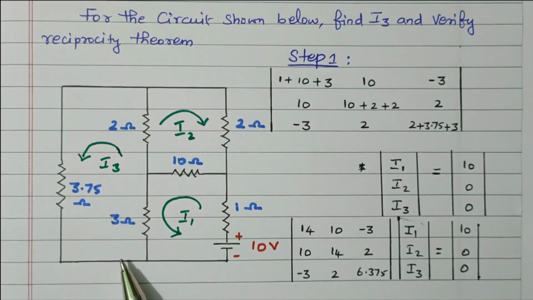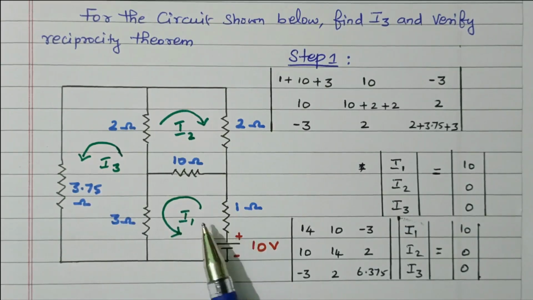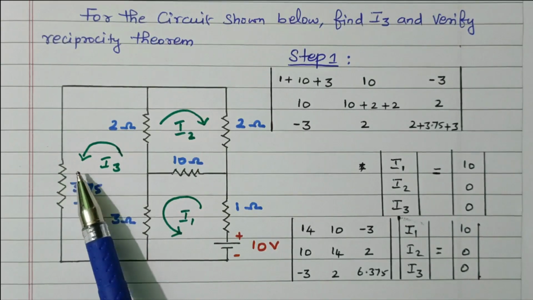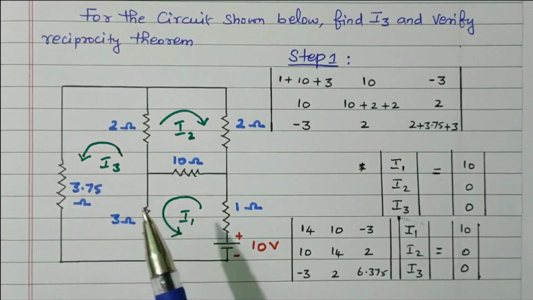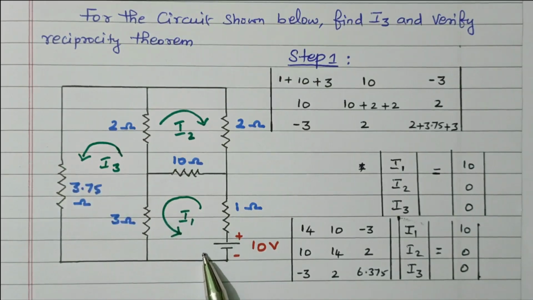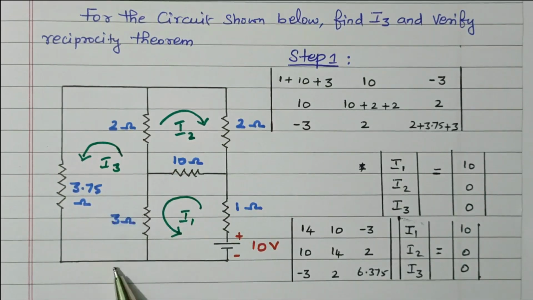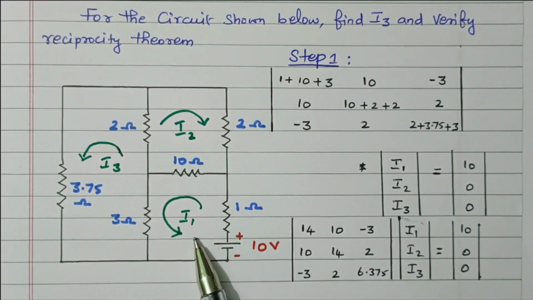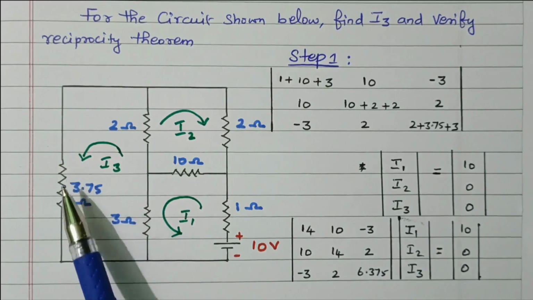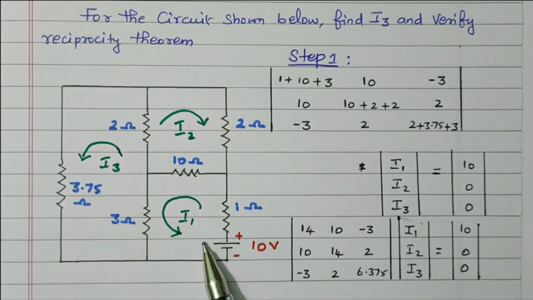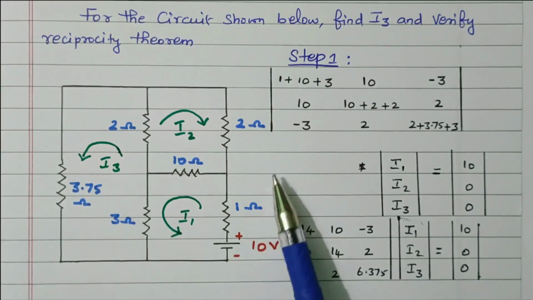In order to verify the reciprocity theorem, the voltage source available in the first branch should be transferred to the third branch, so that the current in the third branch will reflect in the first branch. That is the reciprocity theorem. First we will take the circuit as it is and find the I3 value. In the second step, we will transfer the voltage source from branch 1 into branch 3, and verify that the current in branch 3 is reflected in branch 1. Right? So we will go to step 1.